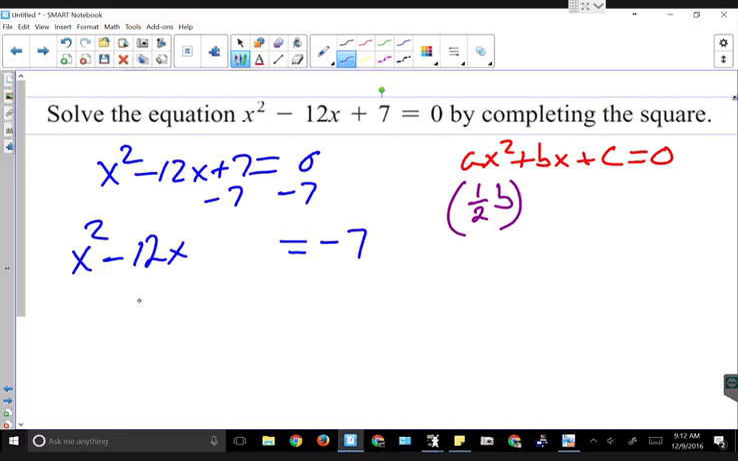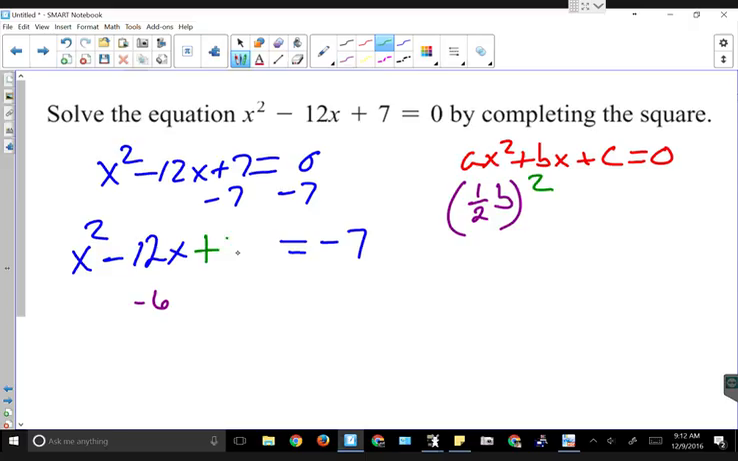Yep, negative 6. Then what we want to do is square it and add it to both sides. So what is negative 6 squared? Well, I add 36 here, and I add 36 over here. Now, remember when we're dealing with an equation, we're talking about equality. And when we're talking about equality, what we do to one side, we must do to the other side.